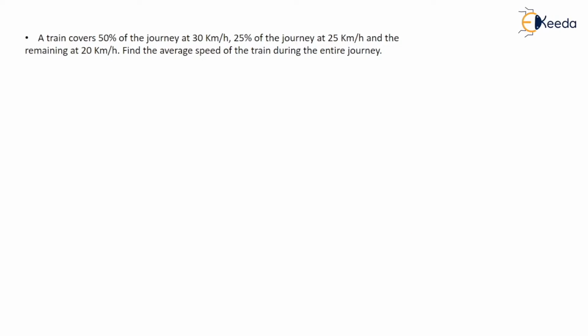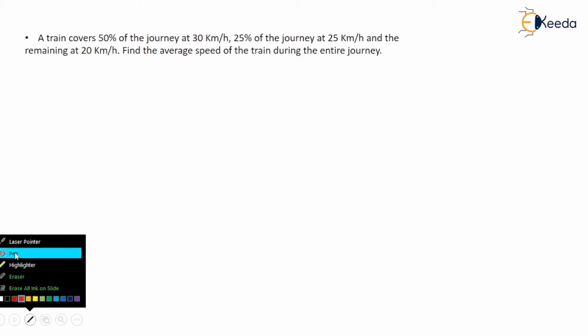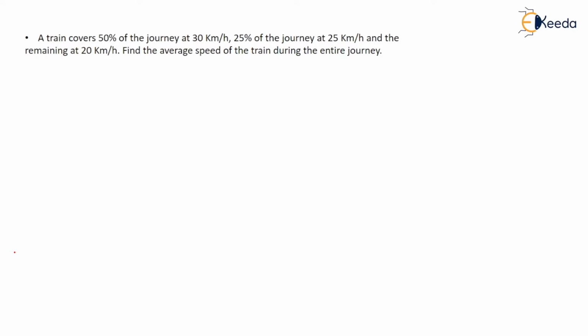So here is a question that is in front of us: a train covers 50% of the journey at 30 km per hour, 25% of the journey at 25 km per hour, and the remaining at 20 km per hour. Find the average speed. So for convenience, we take the entire journey as 100 km, right? Out of those 100 km, the first 50 km is covered at 30 km per hour.